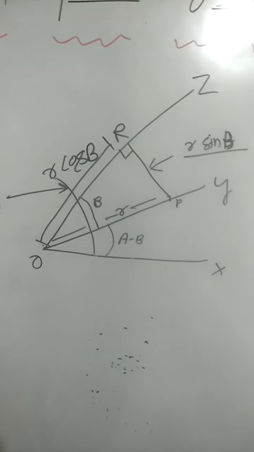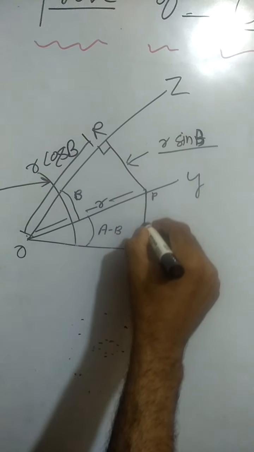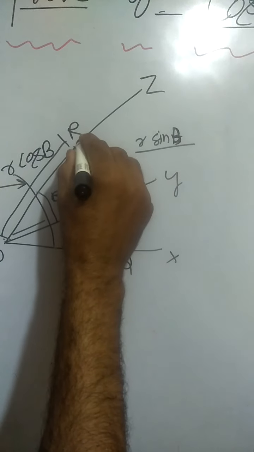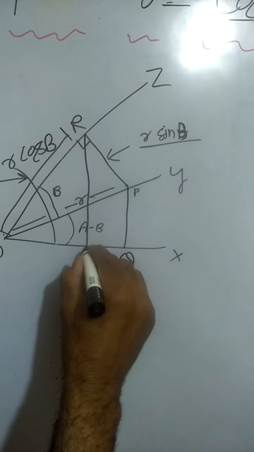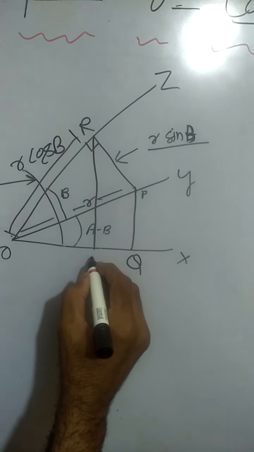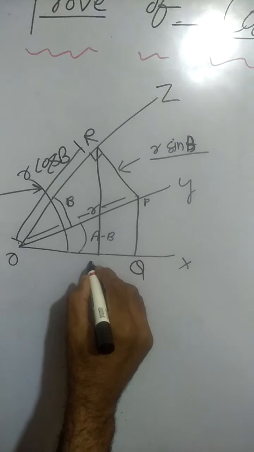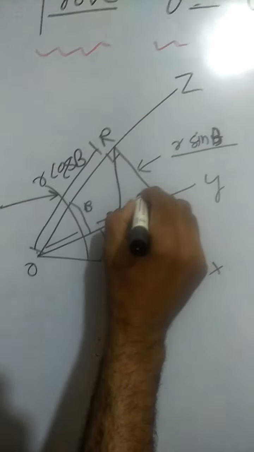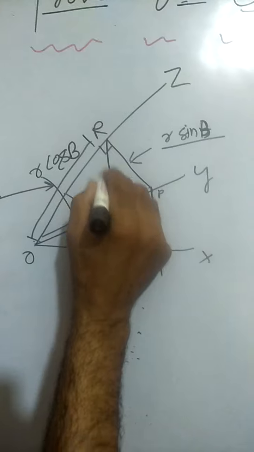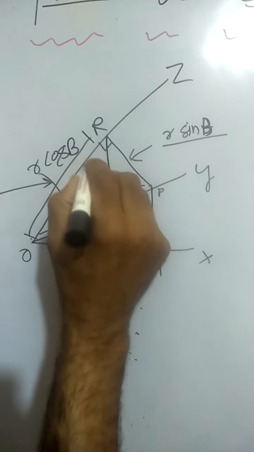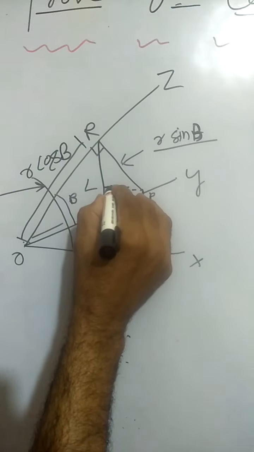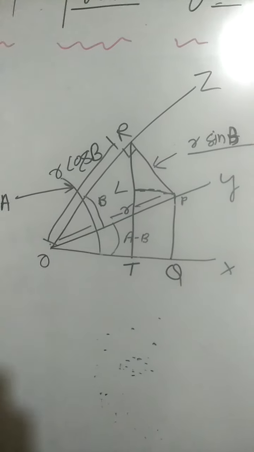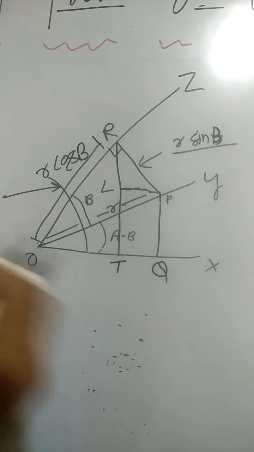Next, construction. Draw a perpendicular from P on OX at Q, and next draw a perpendicular on OX from R at T. And next, draw a perpendicular from P on RT at L. There is a program in mind. What are we going to do?